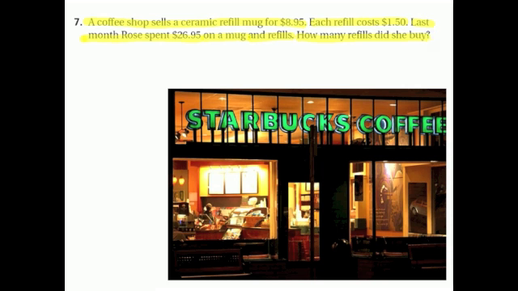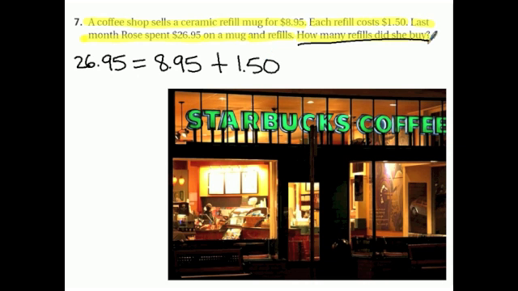Okay, so what we do know, let's take a look at what we do know. We know that Rose spent a total of $26.95. Okay, and that was basically equal to her mug that she bought for $8.95 plus her refills. Those were $1.50 each. But we don't know how many she got. So the missing piece, or the variable, the thing we need to find out, is exactly this. X. How many refills of coffee did she get?